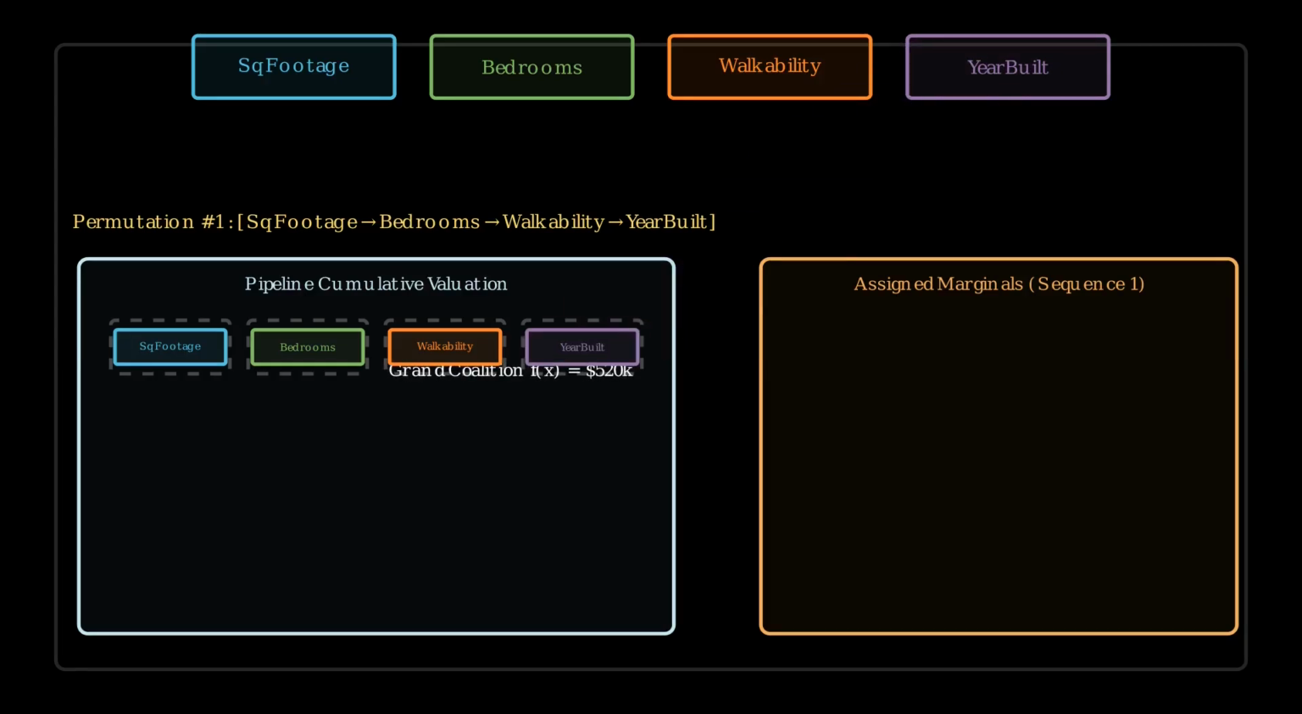Finally, year built arrives. Because this specific property is older than the market average, the model drops the appraisal value down to $520,000.